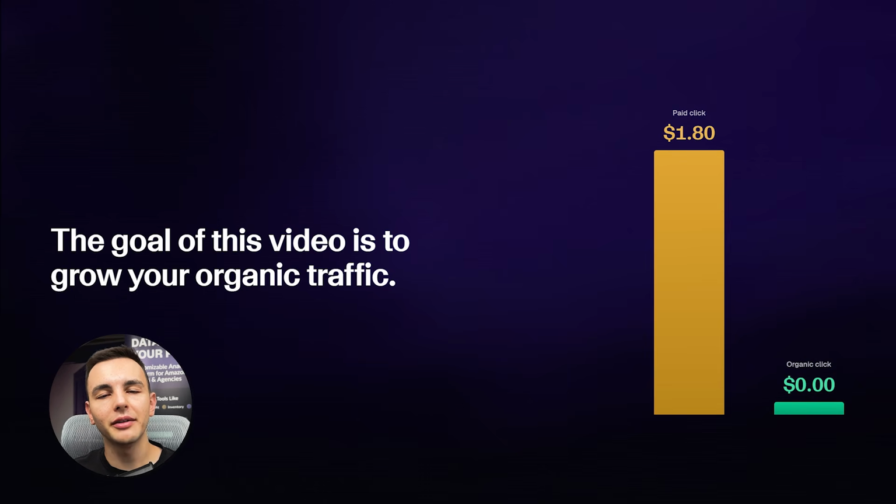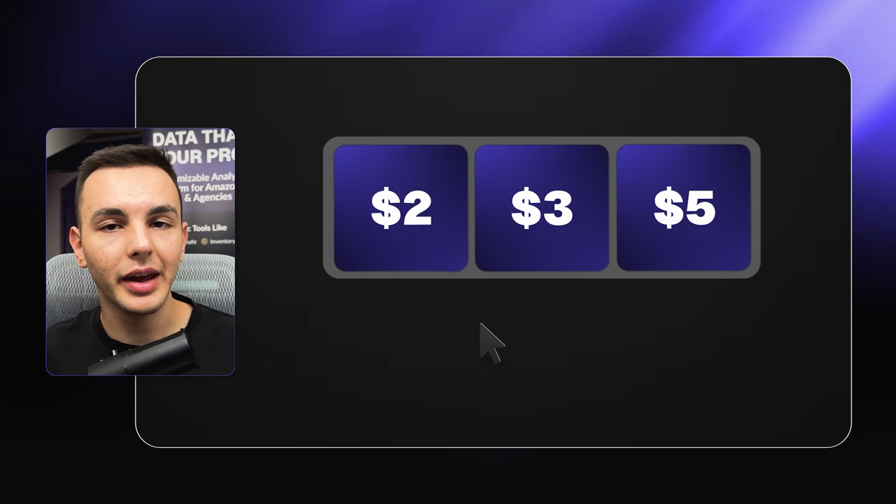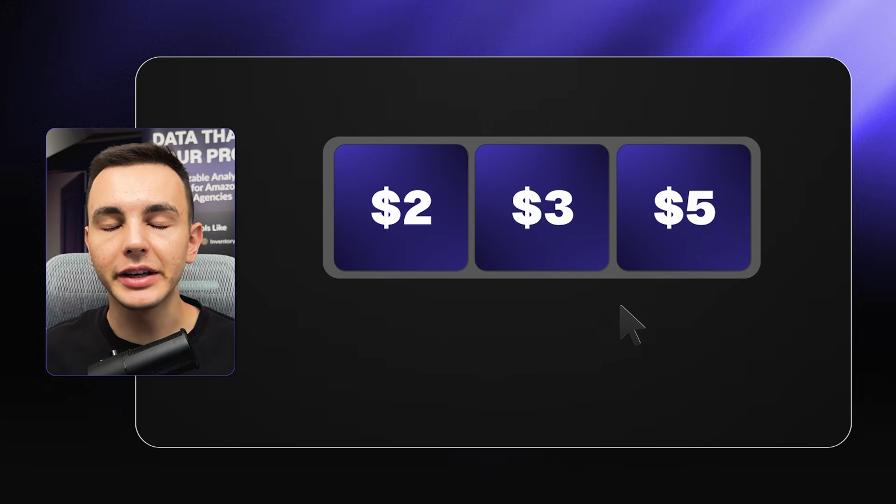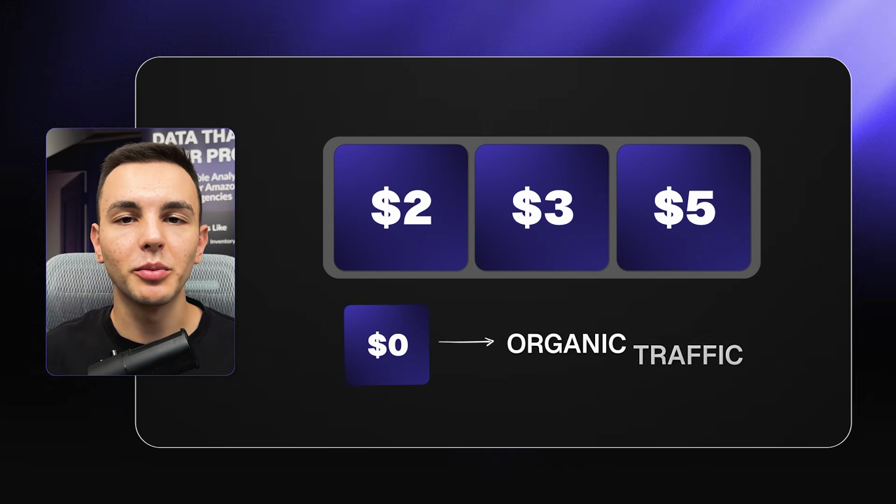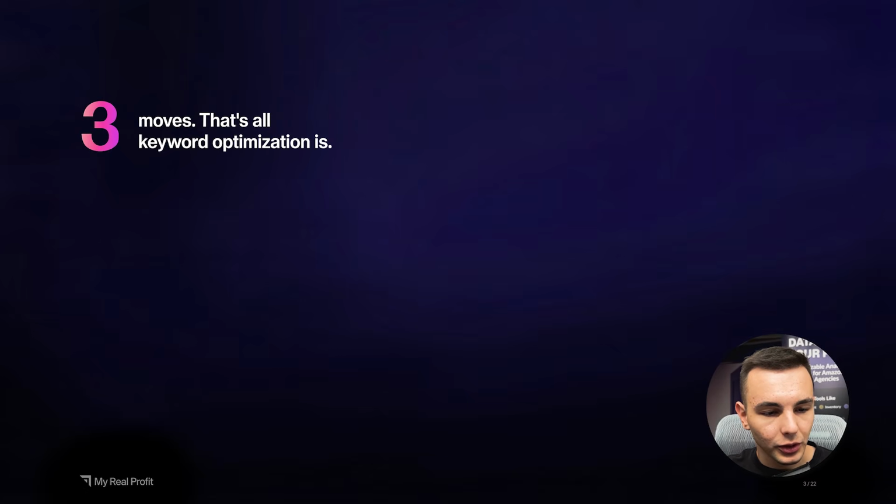In this video, I will show you how you can grow your organic traffic on Amazon. Basically, our main goal is to help you, instead of paying $2, $3, $5 for a click, pay $0 and start generating more organic traffic. In order to do this, we have 3 workflows that I will talk about today, and I will show you how you can implement them step by step. So let's move to those 3 different workflows.